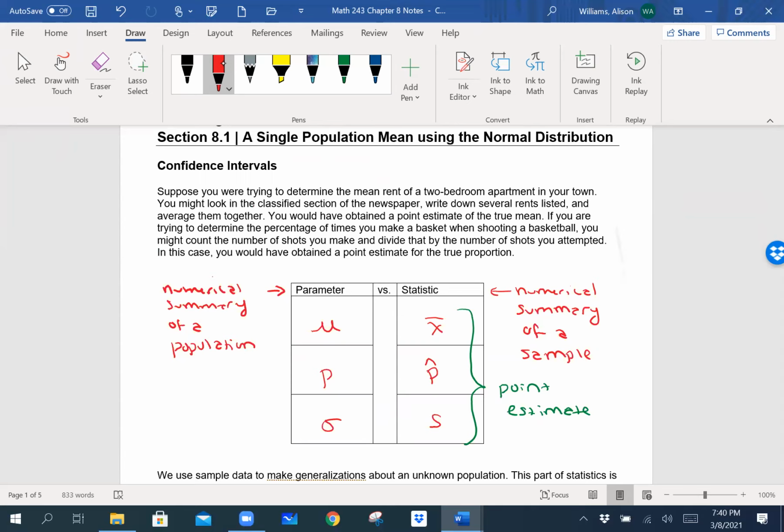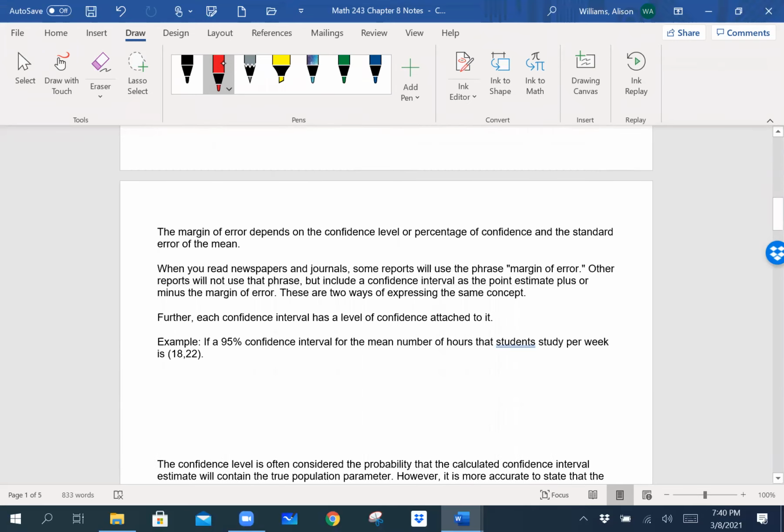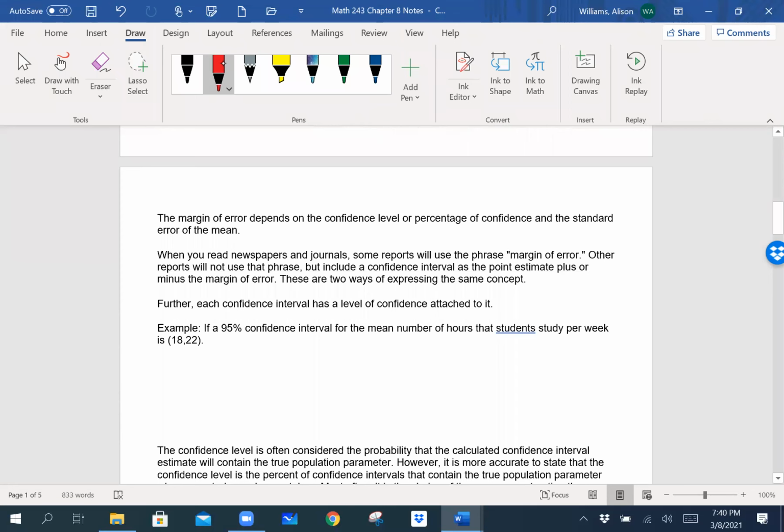All right, we'll talk more about that in a second. Before we do, let's come down here and talk a little bit more about margin of error. When you read newspapers and journals, some reports will use the phrase margin of error, others will not use that phrase. But whenever we're using a point estimate, there is a margin of error, whether they report it or not.